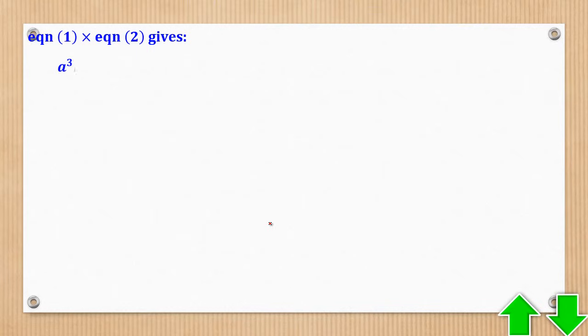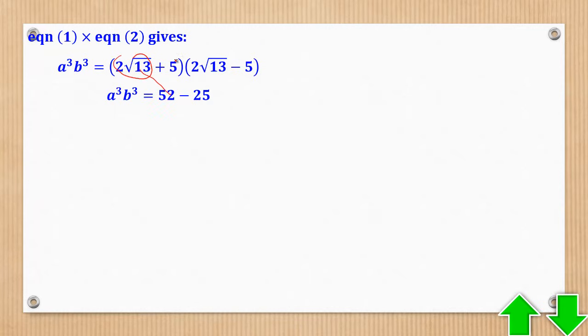Then equation 1 times equation 2. What if I multiply the two? I come up with this, open brackets. When I open brackets, it will be a difference of 2 squares: this squared minus this squared, to give you that 27, meaning that AB is the cube root of 27, which gives you 3.